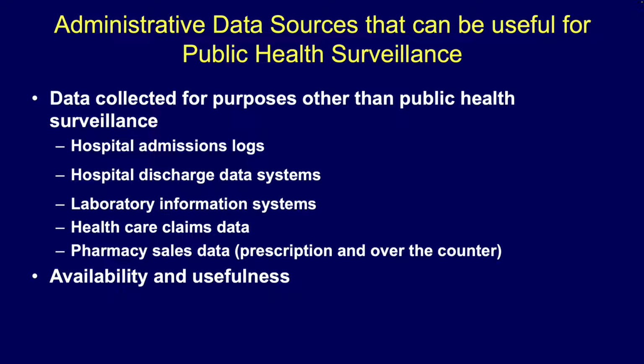So for example, hospital admissions logs or hospital discharge data systems really use data that exist for the purposes of billing, not for public health surveillance, but they can be useful for the purposes of public health surveillance. Laboratory information systems, healthcare claims data, and pharmacy sales data are databases that are also in place for purposes other than surveillance. But of course, you have to consider whether or not one of these data sources will be useful for the purposes of surveillance based on its availability and usefulness for achieving the goals of your specific surveillance system.